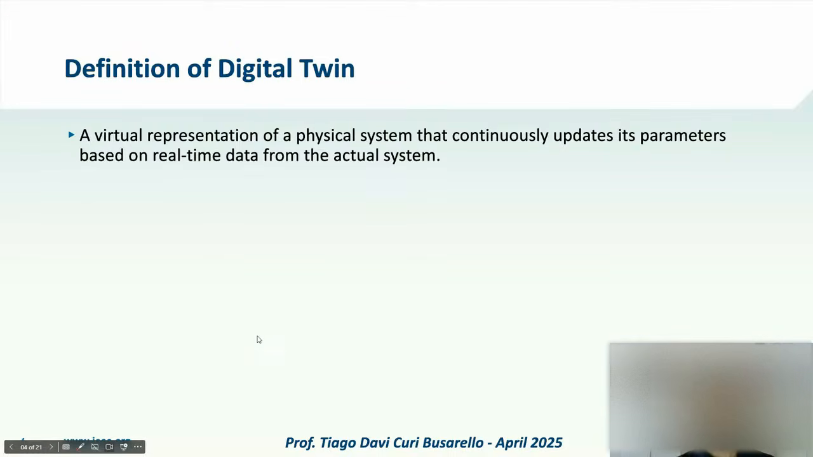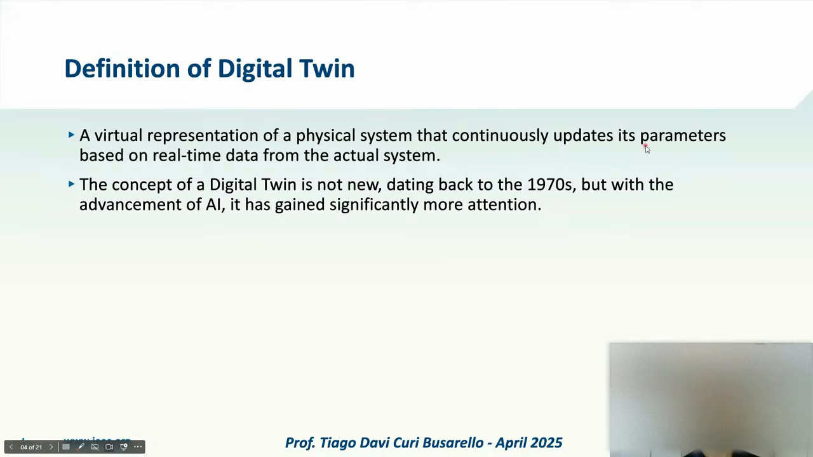Actually, the digital twin is just a virtual representation of a physical system that continually updates its parameters based on real time data from the actual system. What we are going to have as digital twin is actually just a model running in a real-time simulation, but this model changes its parameters constantly in real time.